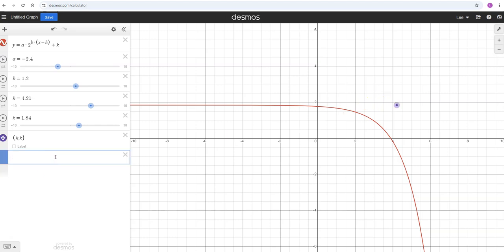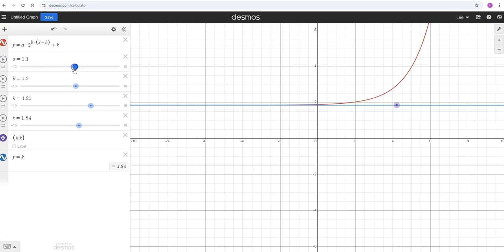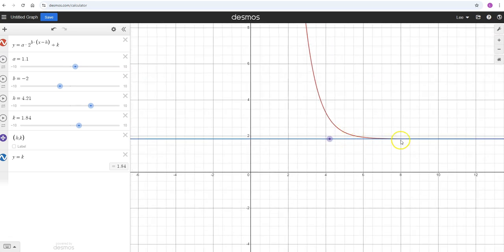Some other guides you could put in if you wanted: the asymptote, which is y equals k. So we know in one direction, either to the left or to the right, it'll approach that asymptote, depending on if A is negative or A is positive. If we want to adjust the B to negative values, then we can get a decreasing function, and it'll approach the asymptote on the right instead of on the left. So those are some adjustments you can make to those guys.